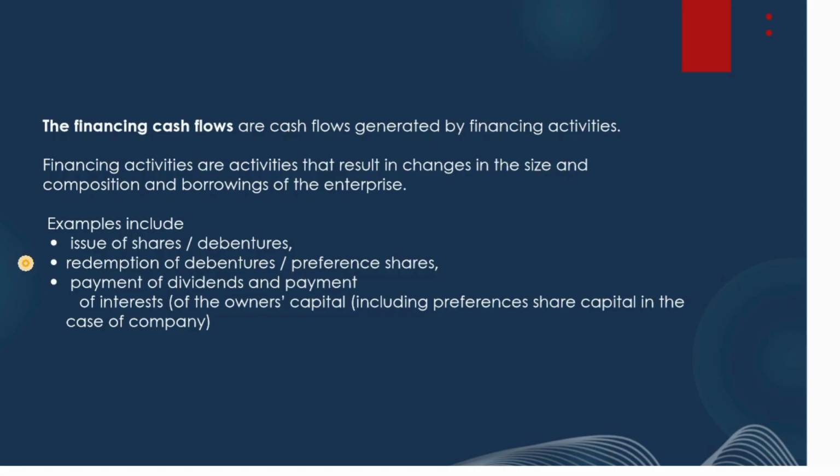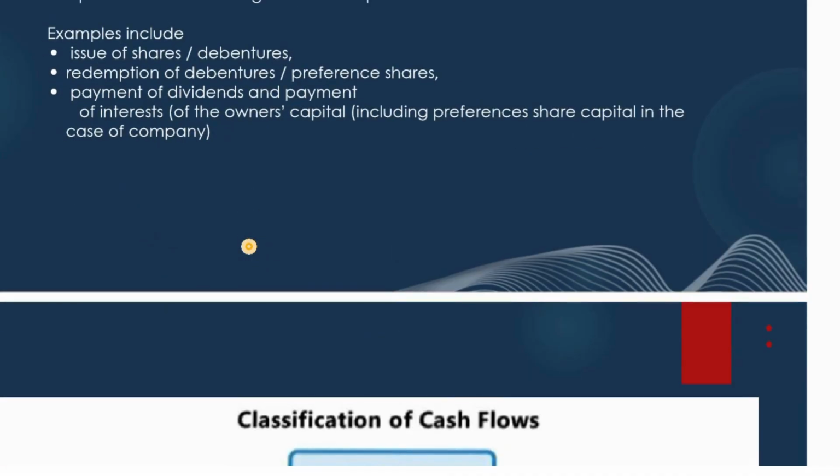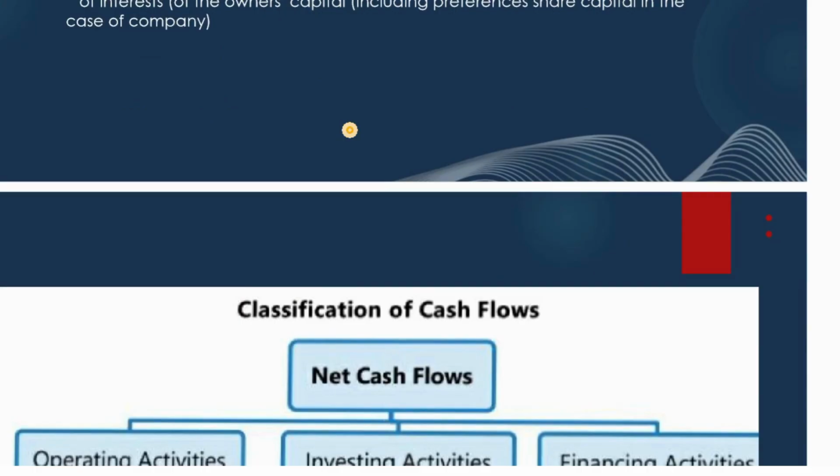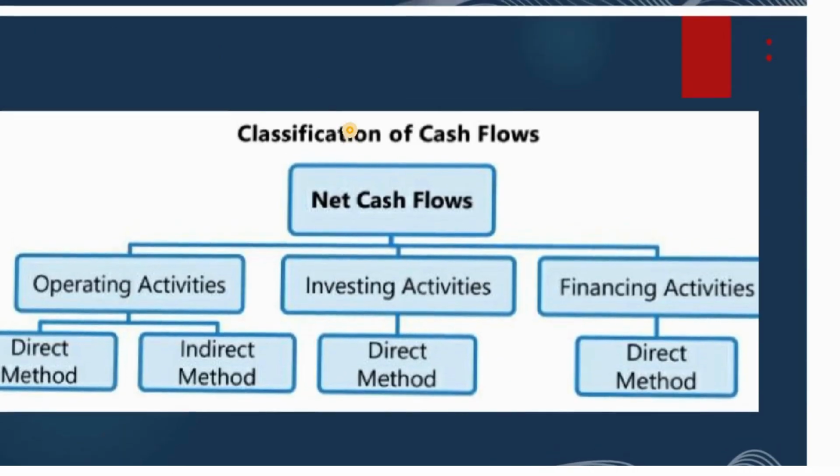Next is redemption of debentures or preference shares. Next, for example, payment of dividend and payment of interest. If you have made the payment of dividend or payment of interest, that is your financing cash outflow, right? After this we are going to do certain examples, like illustrations, where you will get a better understanding of it.